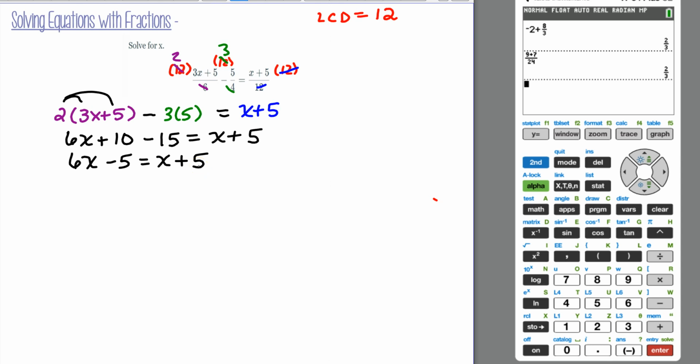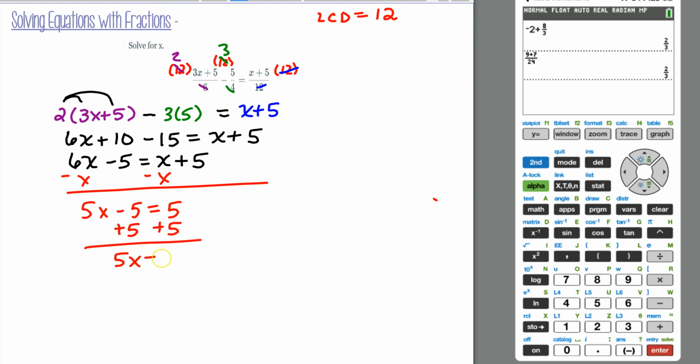Then from here, you'll notice that you have variables on both sides. So I'm just going to subtract that 1x over. 5x minus 5 equals 5. From here, bring over this constant by inverse operations, adding 5. 5x equals 10. From here, divide out by 5. And you get x equals 2.